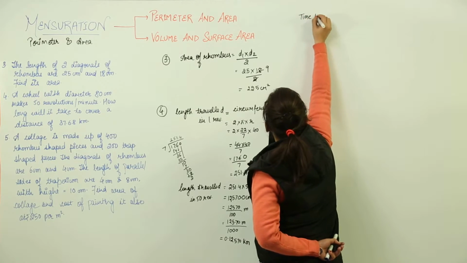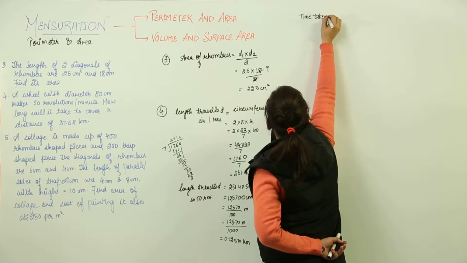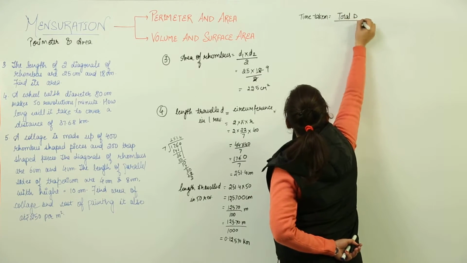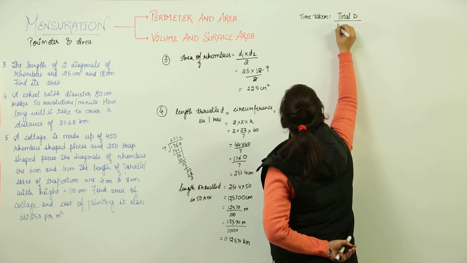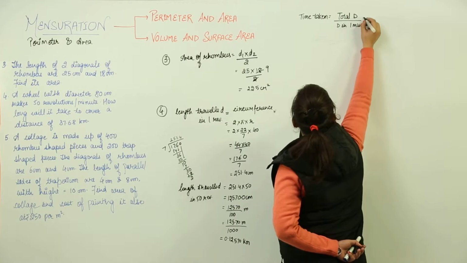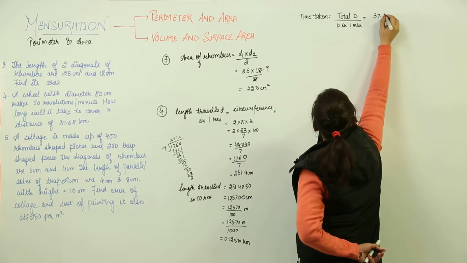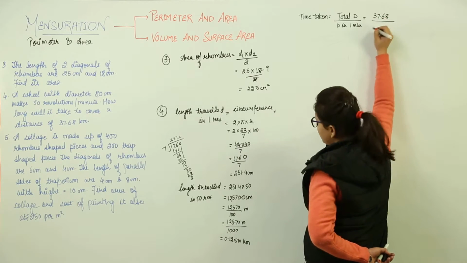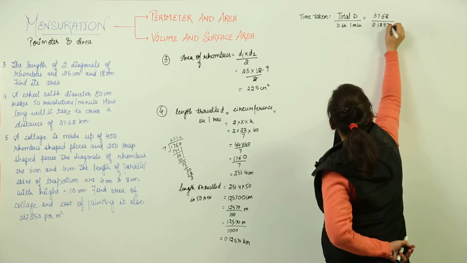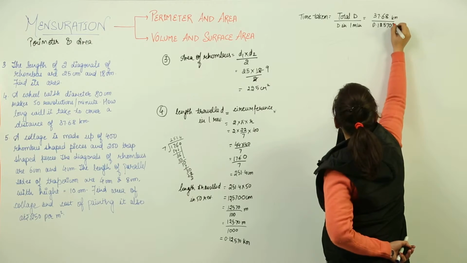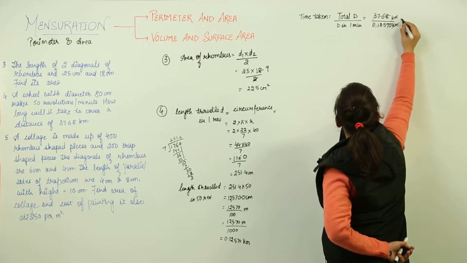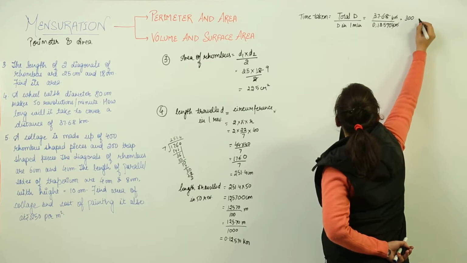Time taken would be equal to the total distance that we have to travel upon the distance travelled in 1 minute. So distance in 1 minute we write. What do we get? It was 37.68 divided by 0.12570. Both are in kilometers, right? So these can be cancelled easily. Now if you cancel them out, you would get 300.